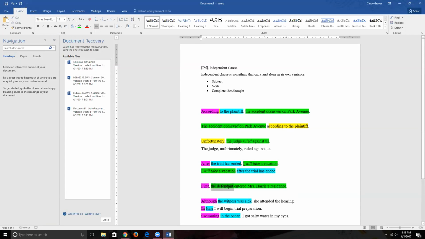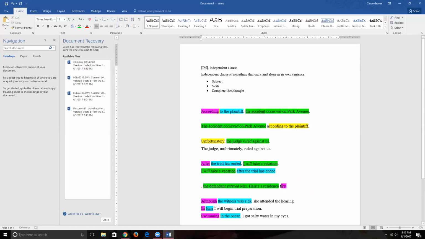Okay, well, we have a subject, the defendant. Oh, wait, wrong one. We have a verb, entered. Let's test it to see if it's a complete sentence. The defendant entered Mrs. Harris's residence. That is a complete thought. We could put the first in lots of different places. We could put the first at the end. This isn't a very effective stylistic decision on our part, but it's not grammatically incorrect.